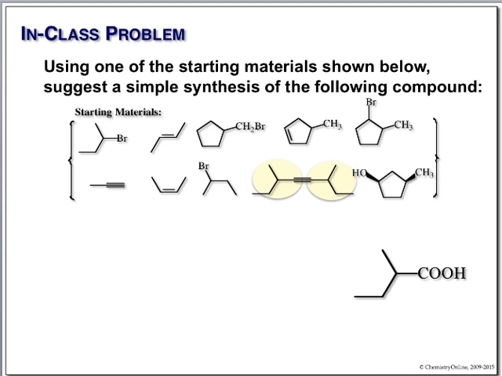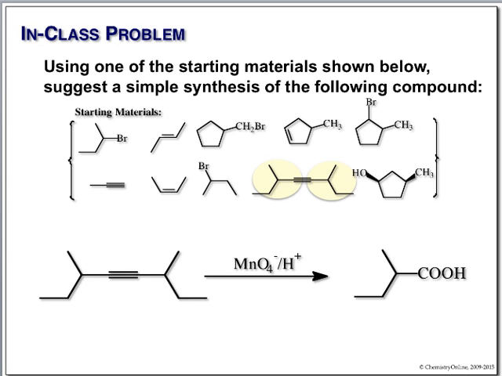What we want to do is simply split this little guy in half with permanganate. So, there's our starting material. We are simply going to dump in acidic permanganate and split it right down the middle into 2 moles of our carboxylic acid.